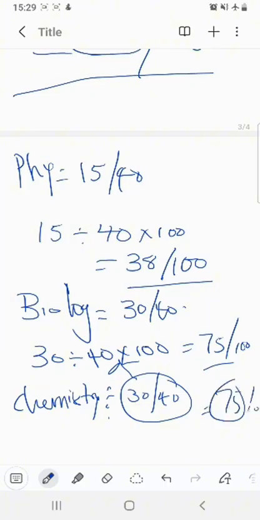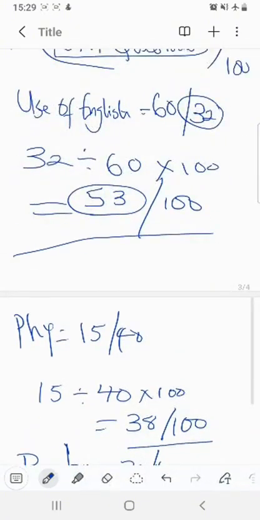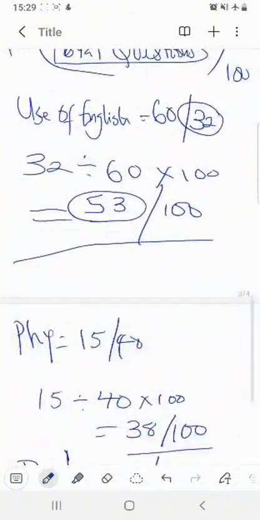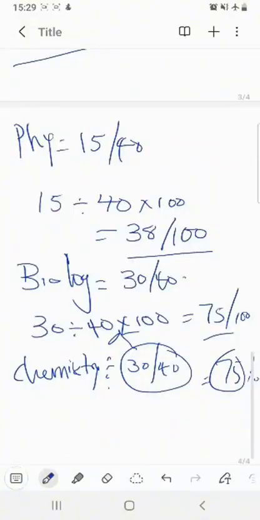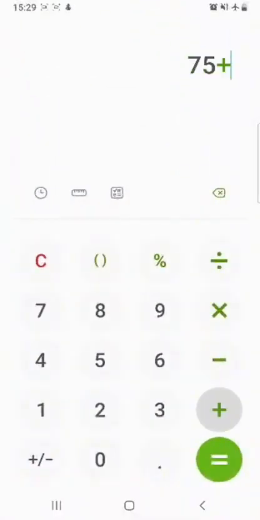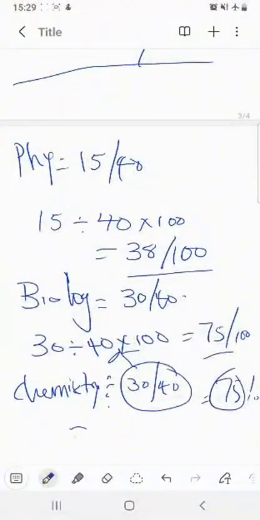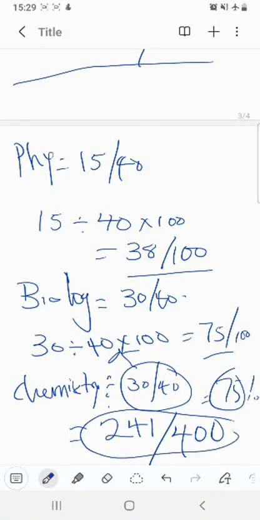So 75 plus 75 plus 53 plus 38. So you score 241 over 400 in your JAMB.